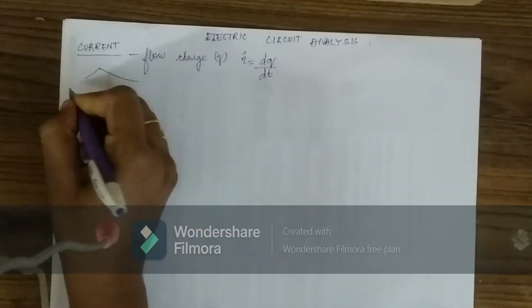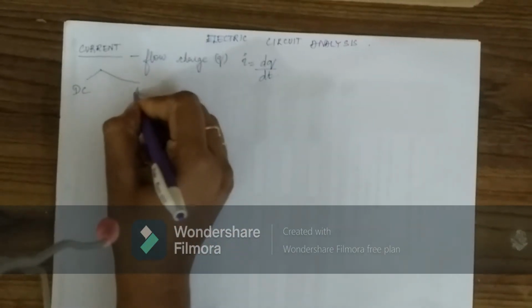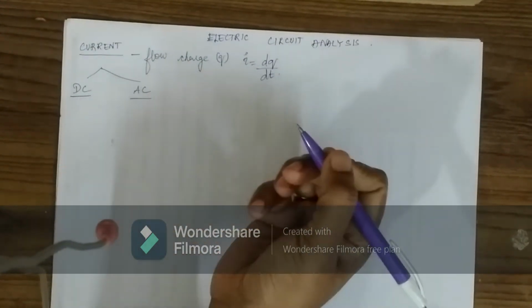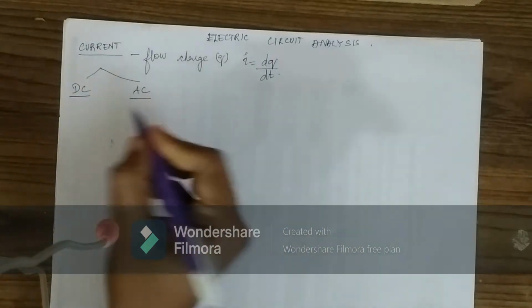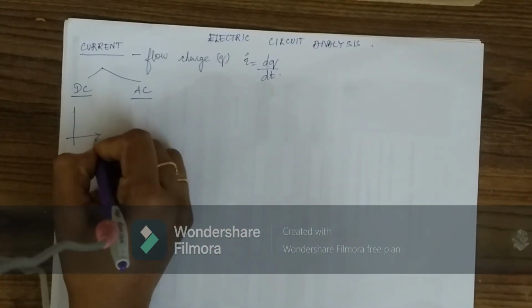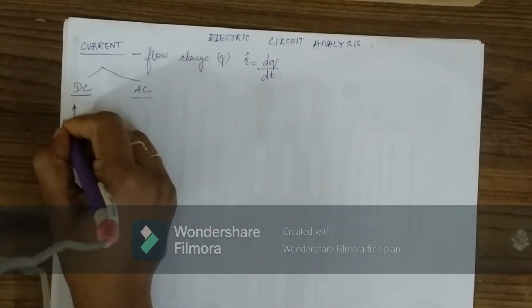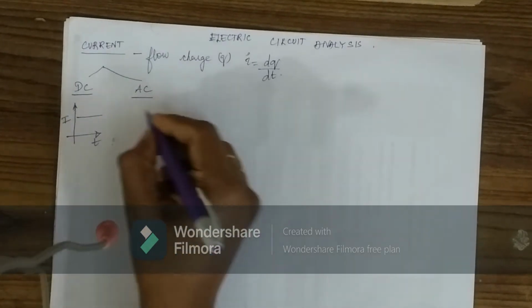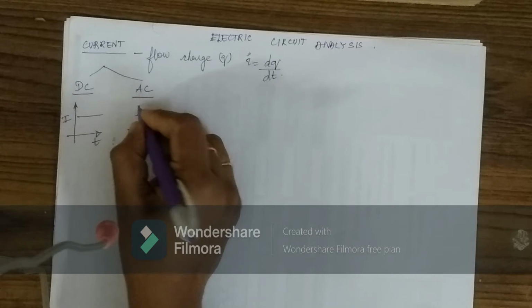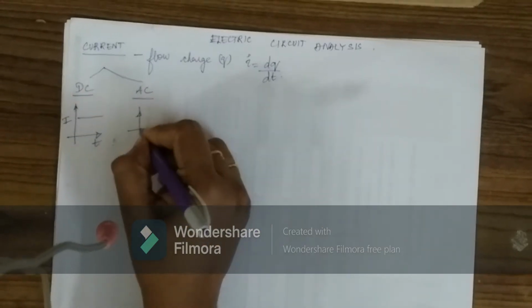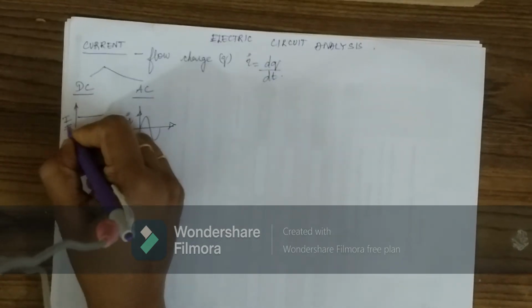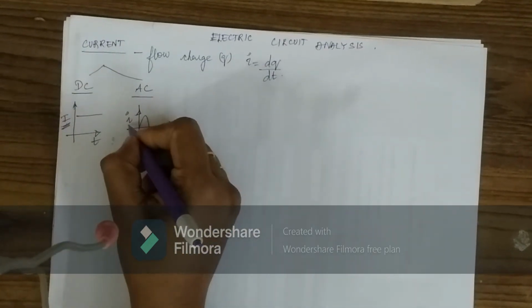So current, we have DC and AC. D stands for direct current and A stands for alternating current. DC current means current remains constant with respect to time. AC current means it varies sinusoidally with respect to time. So DC is represented by capital I and AC is represented by small i.